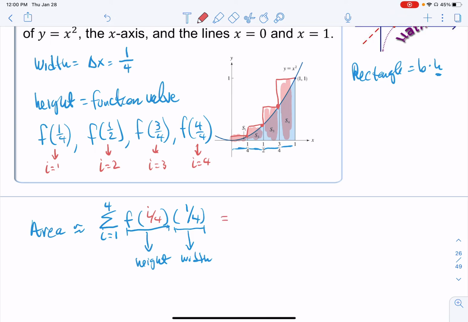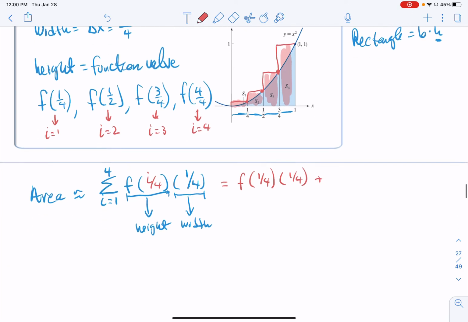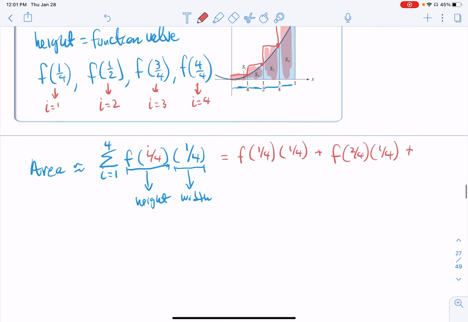So the answer to this would be equal to f of 1/4 times 1/4, the width, plus f of, we'd increase the counter by 1, it'd be 2/4 times 1/4, plus, running out of room, so I'm going to continue on the next line, f of 3/4 times 1/4, and then finally f of 4/4 times 1/4.